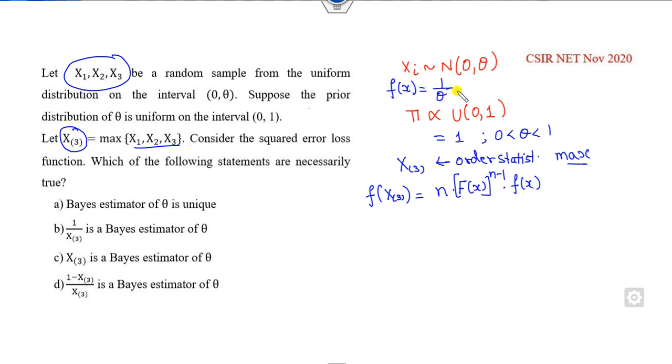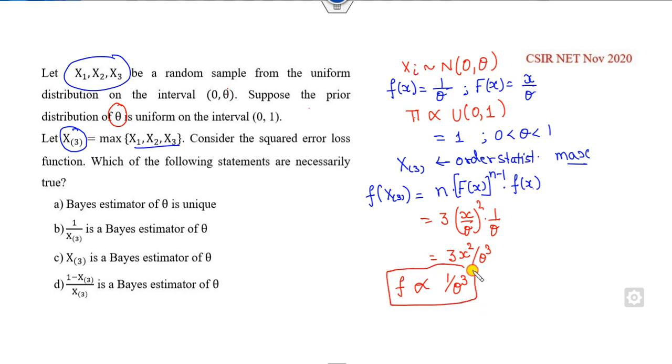From here, can you find the PDF? It is 1 over theta. What is the CDF of x? It is x minus 0 over theta. Now if I substitute n as 3, this is x over theta raised to power n minus 1, so it is 3x square over theta cube. Since the posterior depends only on theta, because x is known to you, I can simply take the one parameter as 1 over theta cube, because the rest, 3x square, is a constant. Now the prior is here, so you can find the posterior.